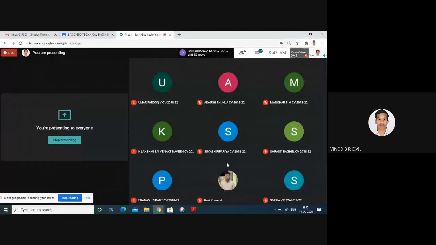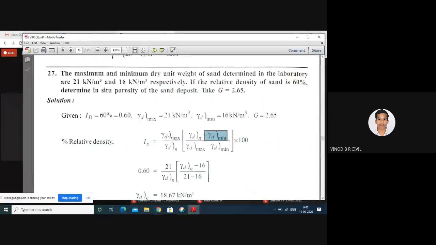Now you understand the difference between gamma D max, gamma Dn, gamma D minimum? Once again, I will repeat. There is a soil mass in a natural form. That is a good example of gamma Dn. If you compact it with the help of a roller, then you can expect gamma D maximum. If you disturb the soil mass with the help of excavator material like a pickaxe, then you can expect gamma D minimum. There is the difference.